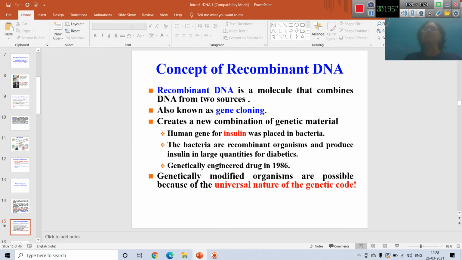Earlier, the rate for one vial of insulin used to be 5,000 to 6,000, and only rich people could afford buying this hormone insulin. But now it is easy to get, even at 500 rupees you can procure insulin. So a genetically engineered drug is now available, and this first genetically engineered drug was obtained in 1986.